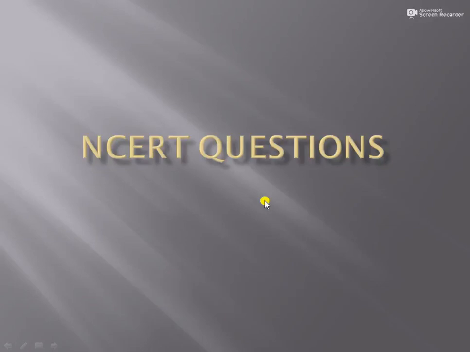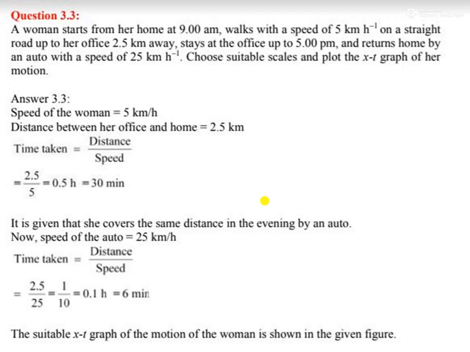Today in this video I'm going to discuss a few NCERT questions of chapter number 3, motion in a straight line. So the first question is, a woman starts from her home at 9 am, walks with a speed of 5 km per hour on a straight road up to her office 2.5 km away, stays at the office up to 5 pm and returns home by an auto with a speed of 25 km per hour. Choose suitable scales and plot the x-t graph. The x-t graph means the distance-time graph of her motion.